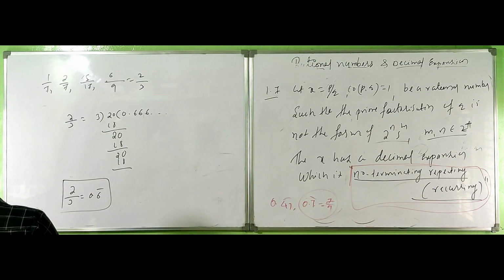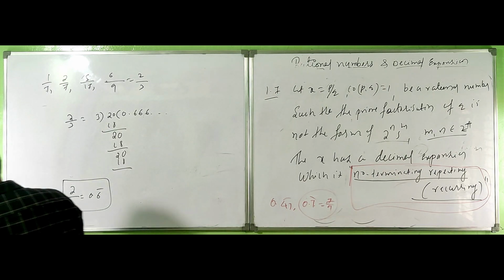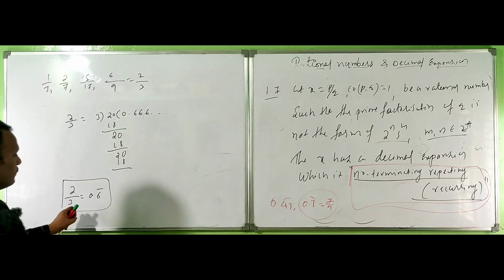Okay, let's take 1 by 7. They have given it as an example in the book. Is it clear?